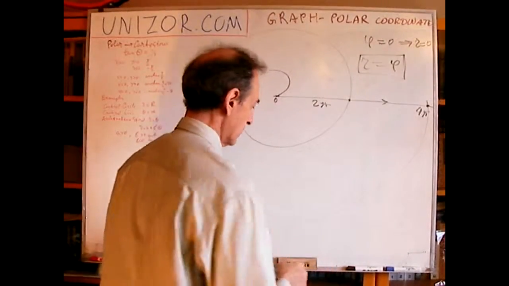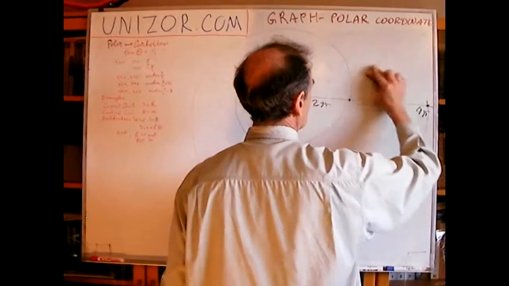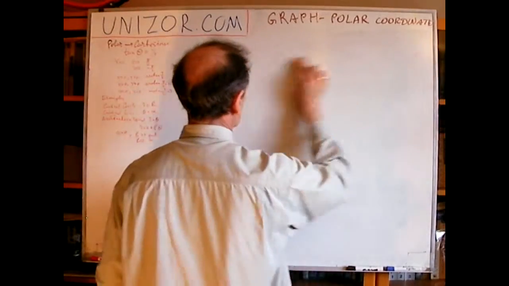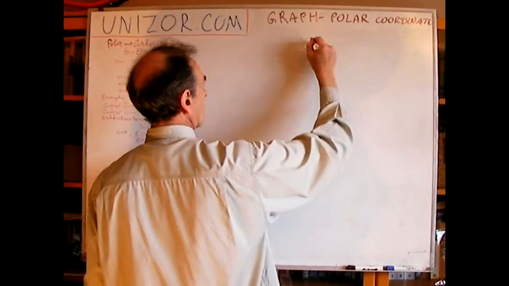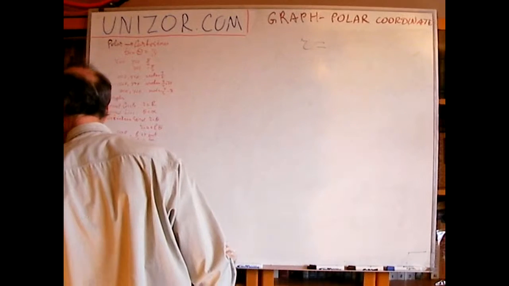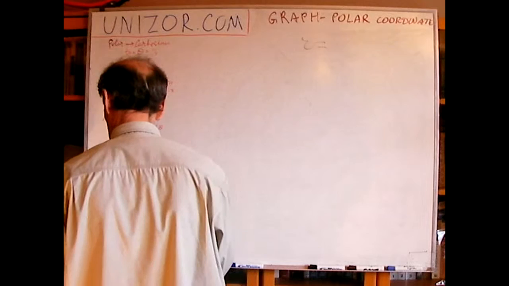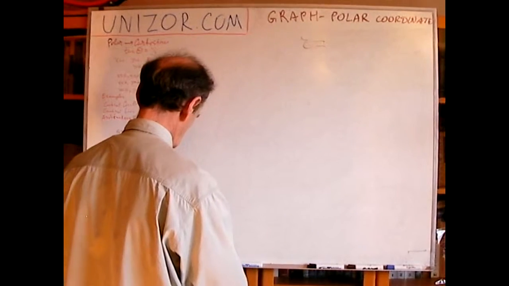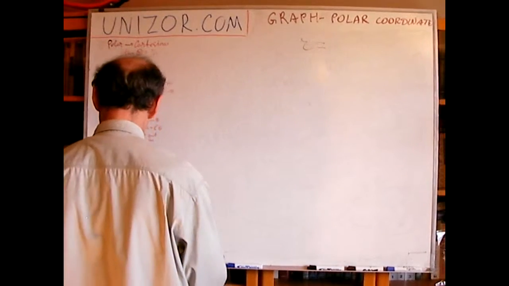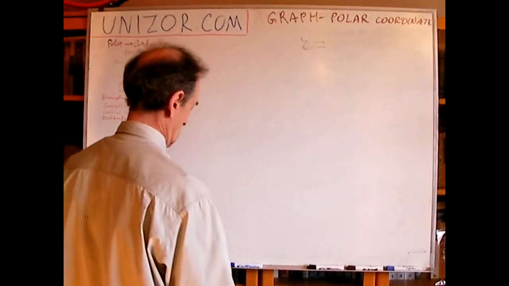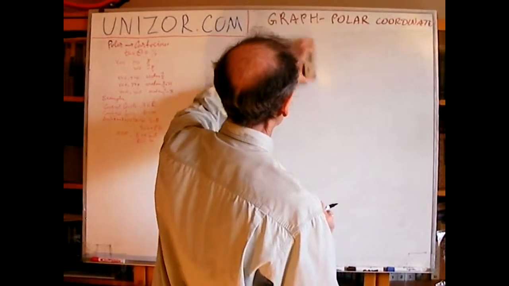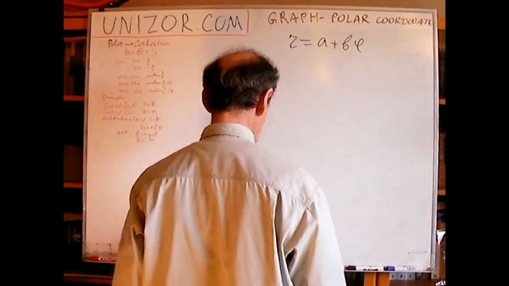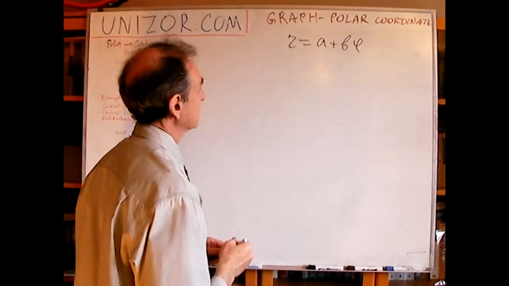We can actually have it a little bit more complicated. Instead of just plain r equal to phi, let's see what happens if I have a slightly more interesting equation. If I have a linear dependency, r is equal to a plus b phi. What's this? Well, let's think about it. Let's just draw this.